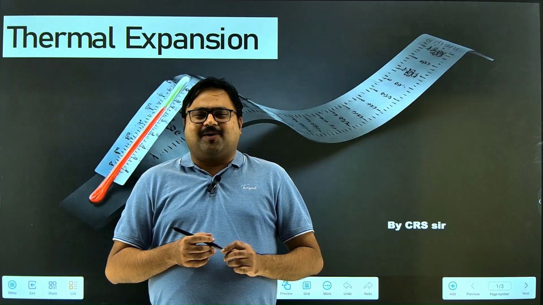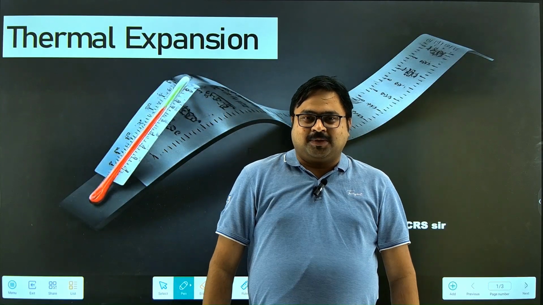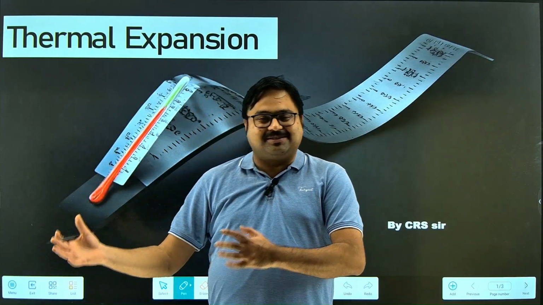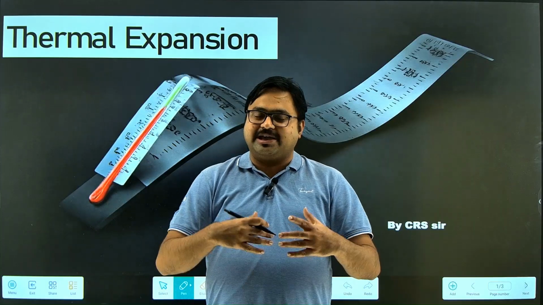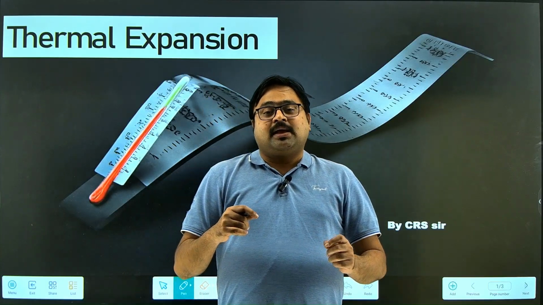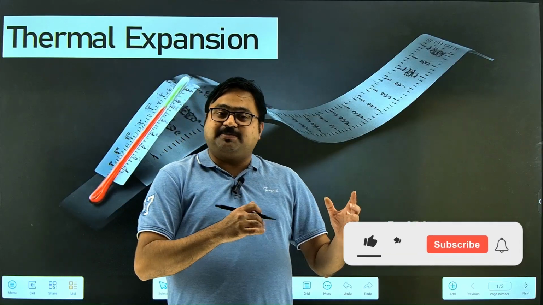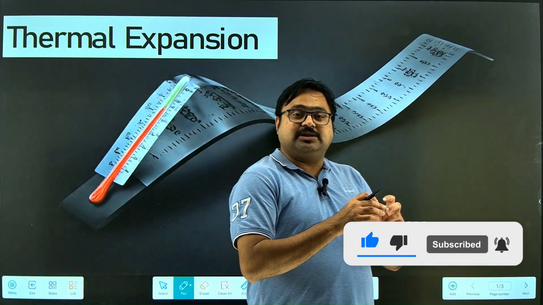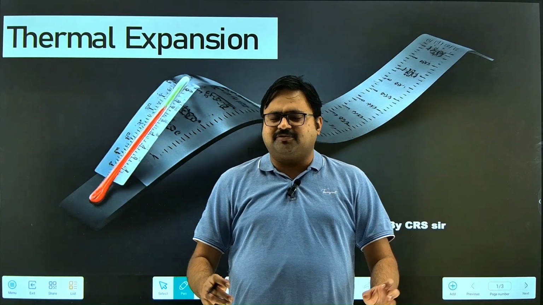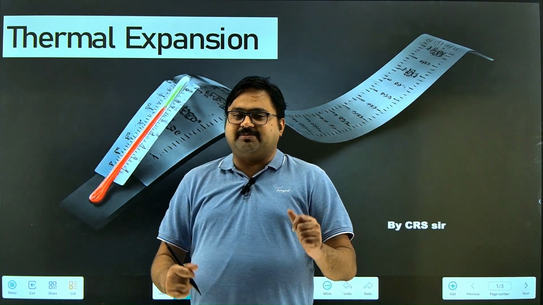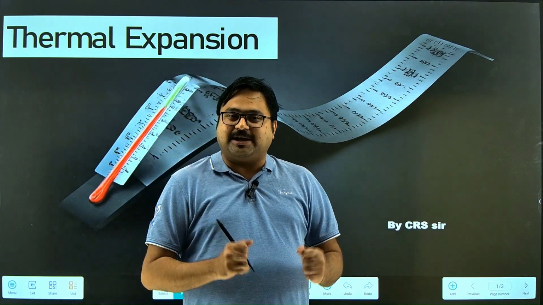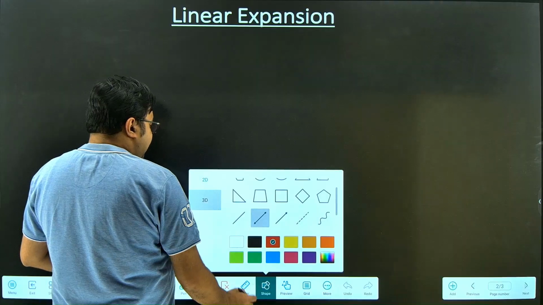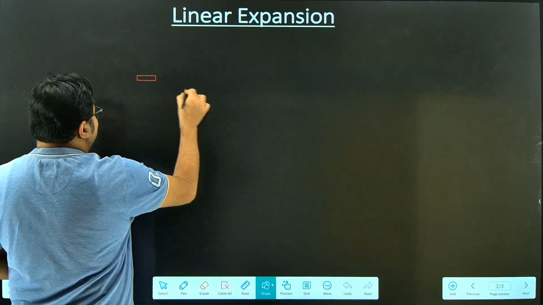CRS here. Almost everything expands on heating. If you have an object, when you raise its temperature, the length, the breadth, the height, almost every dimension increases in the same way. Now, when we look at what thermal expansion is, we can simplify it by talking about expansion in only one dimension at a given time. Of course, it can be spoken about in all three dimensions later, but let's talk about what linear expansion is today. Dear friends, let's say that we have an object of length L.